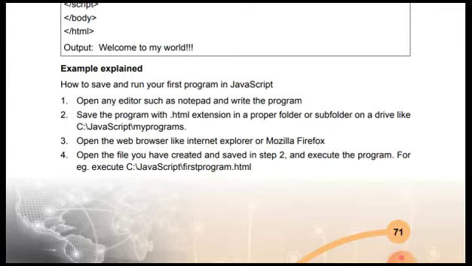Okay, there are two ways. If you want to create an external file, you have to save the file with the .js extension. But if you want to embed your JavaScript code within your HTML file itself, then you will save your program with the .html extension only, like you have been saving the .html files for HTML. Similarly, for JavaScript also, you will save your file with the .html extension itself. Okay, and in a proper folder or subfolder, for example here they have saved it within the C drive.